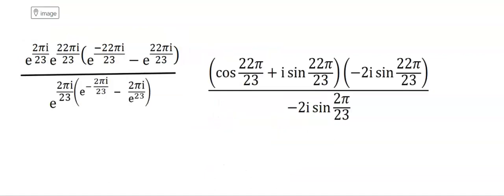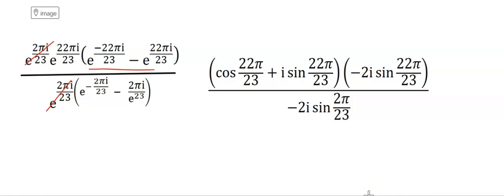And so putting all the values in, if we look on the left-hand side, we have e to the 2 pi i upon 23 multiplied by the top of the fraction, and there's also e to the 2 pi i upon 23 on the bottom of the fraction. So these two can be cancelled, and we can put the whole thing in terms of cosines and sines using Euler's formula, so that e to the 22 pi i upon 23 is equal to cos 22 pi by 23 plus i sin 22 pi by 23.